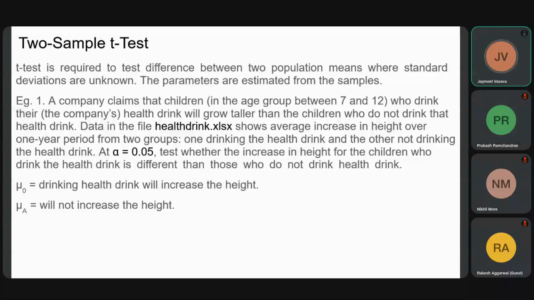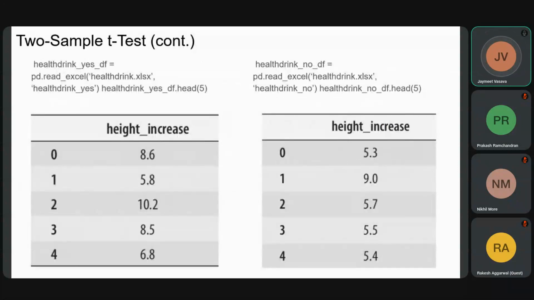In this also we'll be taking alpha as the value of 0.05. Our null hypothesis states that drinking health drink will increase the height. Our alternate hypothesis says it will not increase the height. So we will be taking two groups from the health drink dataset that we are using.